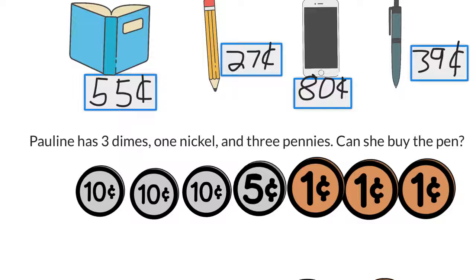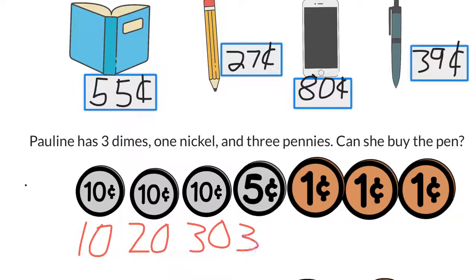A couple ways we can do this. We can do what we've been taught before with writing in and skip counting. So we have 10 cents for the first dime, 20 cents with 2 dimes, 30 cents for 3, 35 when we have the nickel, and then counting by ones with the 3 pennies, 36, 37, and 38 cents.